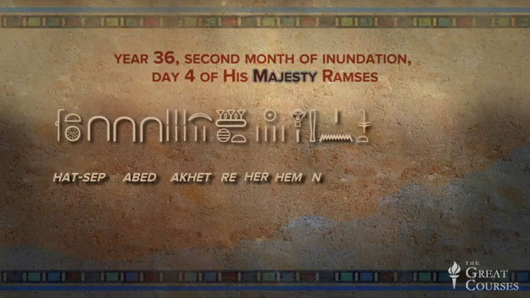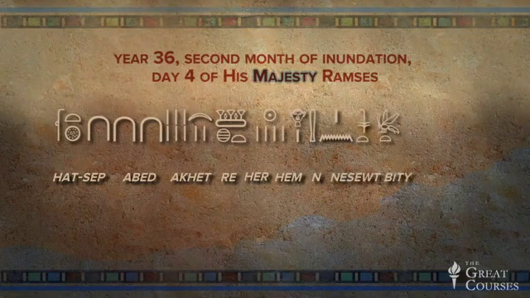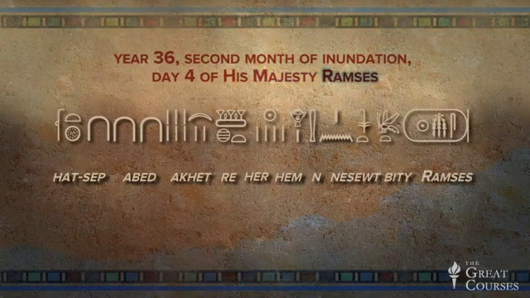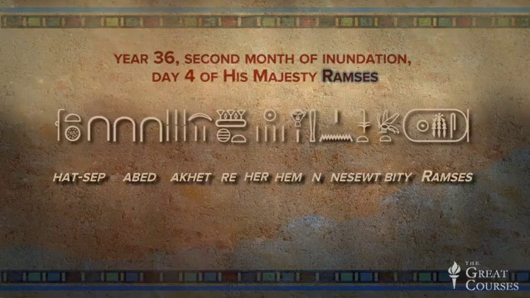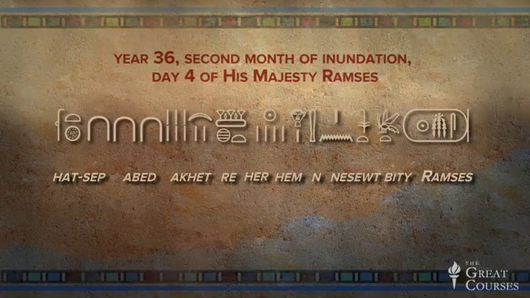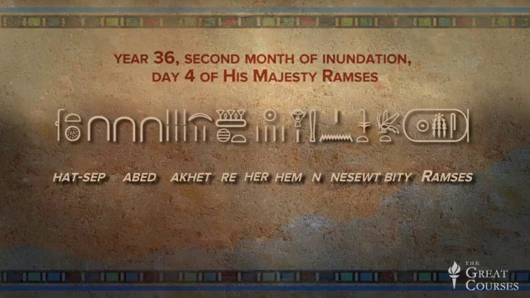Next, we add the sedge plant and the bee, since we have the cartouche coming up, and then the name. That's the abbreviated form of Ramses II's name. So that's our sentence. Year 36, 2nd month of inundation, day 4, under the majesty of the king of Upper and Lower Egypt, Ramses. Good. Dates containing the names of the pharaohs are crucial to our being able to reconstruct Egyptian history.